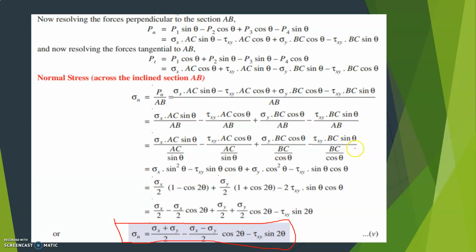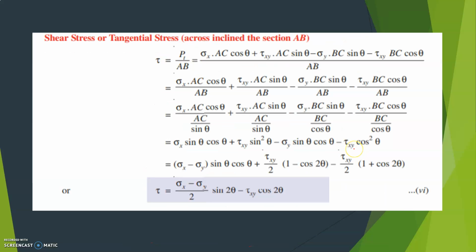Next, we'll see how to find the shear stress or tangential stress across the section AB. Again you have to derive this. I don't want to explain it, it is not required. Just remember the final formula: tau is equal to (sigma x minus sigma y) divided by 2 into sin 2 theta, minus tau xy into cos 2 theta. This is the shear stress or tangential stress across the inclined section AB.